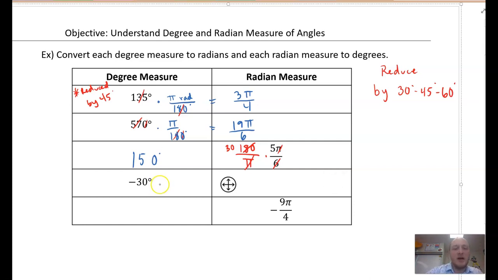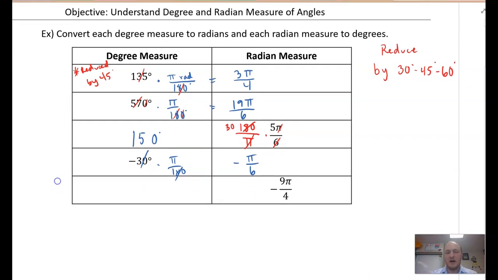Okay, 30 degrees. I want to go to radians. So I'm going to multiply by pi over 180. Okay, I can reduce obviously by 30. So we get negative pi over 6. There you have it.